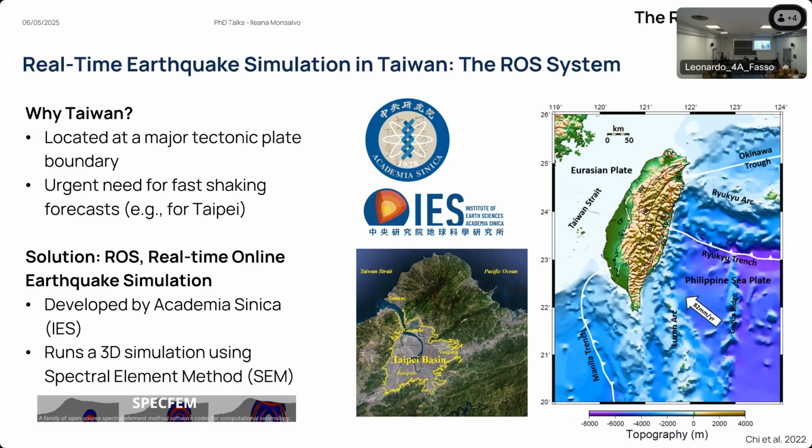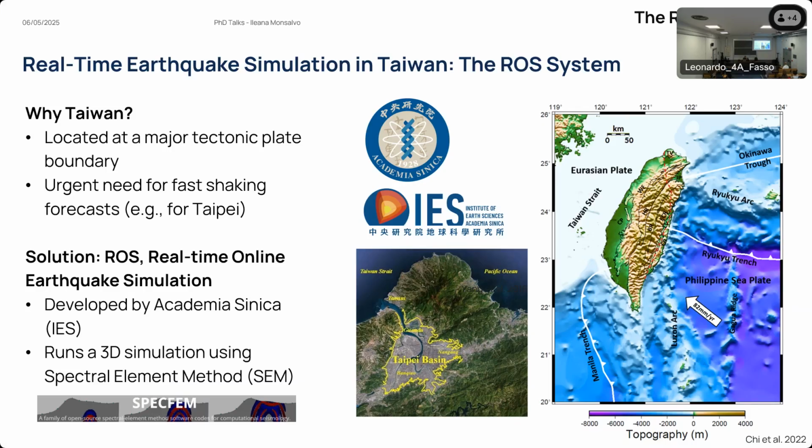And basins are characterized because they can amplify the motion a lot, making the earthquakes very, very dangerous. So that is why there was a need to create a real-time ground motion predictor, let's say. And this is why ROS was created by the Institute of Earth Sciences at Academia Sinica in Taiwan. And again, it is a workflow that runs 3D physics-based simulations.